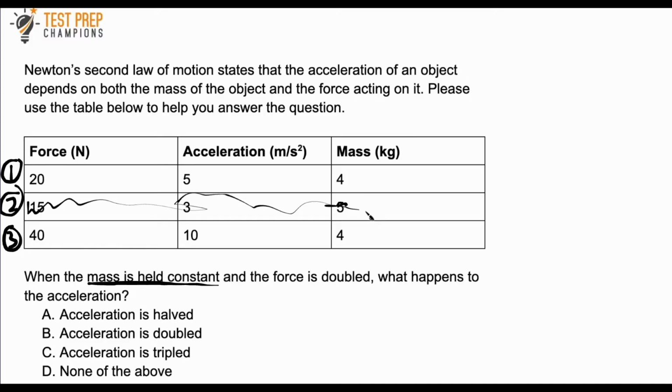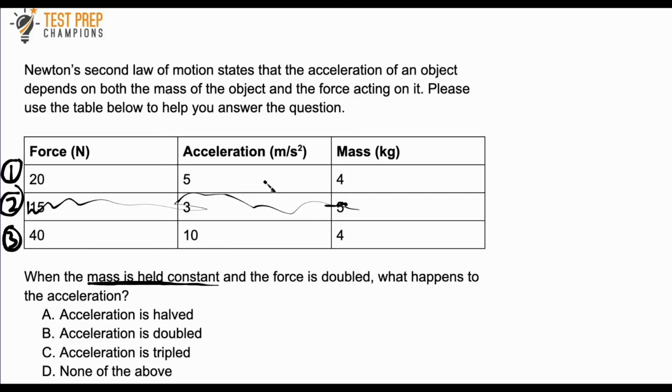The question says, when the mass is held constant and the force is doubled, what happens to acceleration? So the next thing I see is that in case 1, the force is 20. And in case 3, it's 40. So from case 1 to case 3, the force doubles. And I want to check what's going to happen to the acceleration.